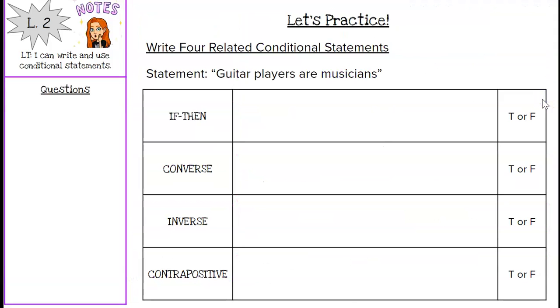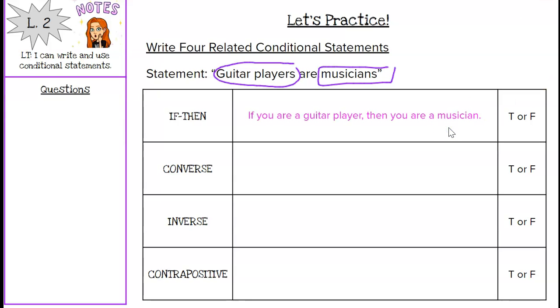So let's practice this by writing 4 related conditional statements. So our statement is guitar players are musicians. So we want to write that in an if-then form. So really the if is just kind of like the first part of the statement, and then the then would be the last part of the statement. So to write that as an if-then would be if you are a guitar player, then you are a musician. And yes, we do need to write out all the words and make sure we write it in proper grammatical form. So if you are a guitar player, then you are a musician, that would be a true statement.